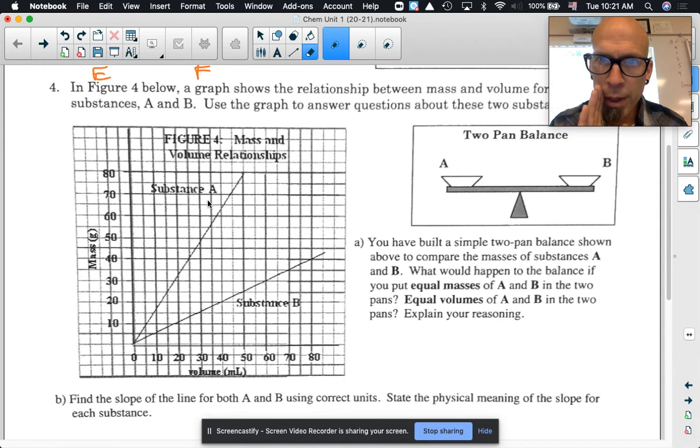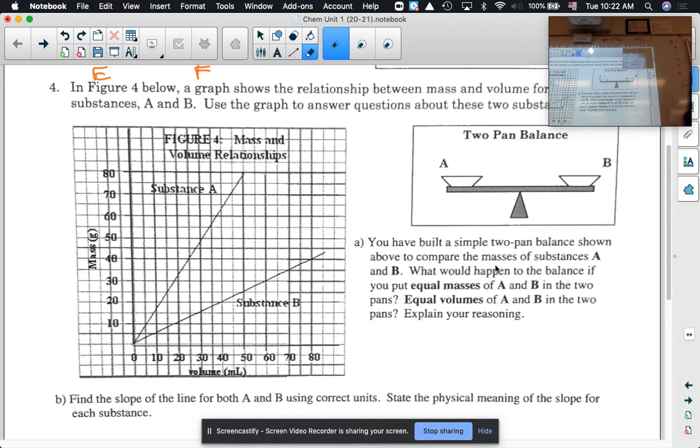I hope you're thinking aluminum, because it was the steeper line. And this line is kind of representing what from the lab? I hope you're thinking PVC, because that was the lower line in the lab. So if you put equal masses of each of those in the pans, what's going to happen? They're going to balance.